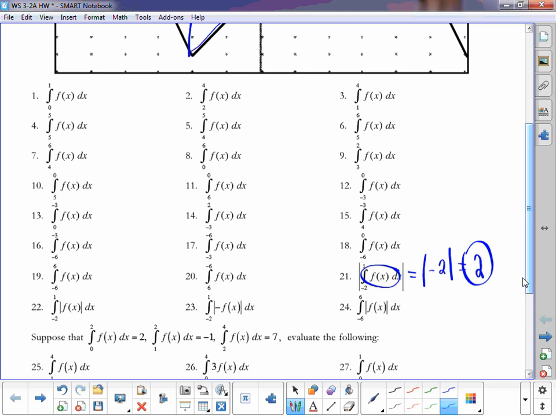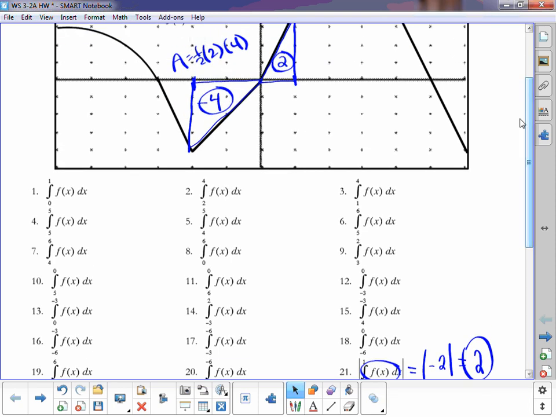Makes everything positive. So any negative y values, it turns into a positive. So here with 22, we want to first take the absolute value of any of our values that we have, then integrate, find the area. So essentially what that does, we're going from negative 2 to 1. Oh, not too bad. We already have those areas.